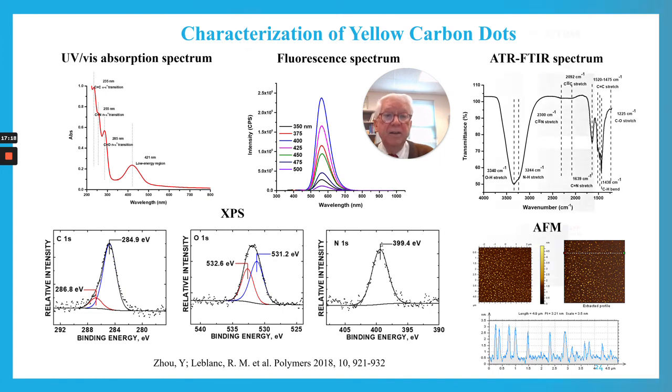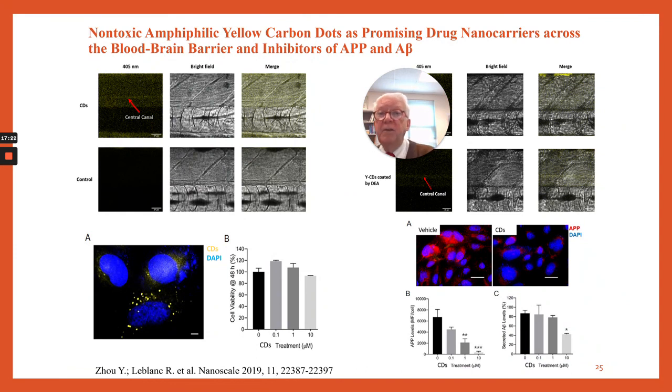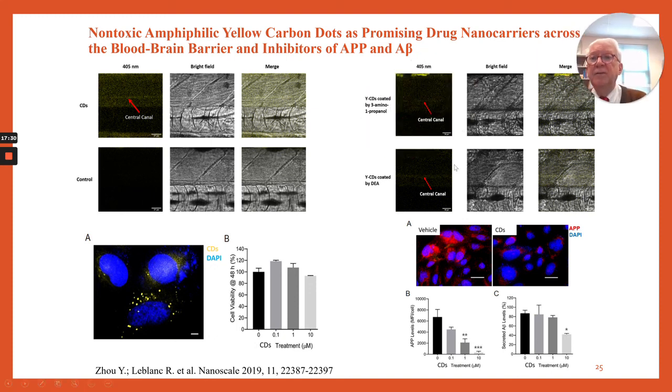And on the next slide, it was promising to observe that amphiphilic yellow carbon dot is able to cross the blood-brain barrier. And at the bottom of the slide, parts B and C, we can see this inhibition of the APP and also the amyloids using these yellow carbon dots. The treatments between without any carbon dot and a 10 micromolar are quite important, in particular with the APP.